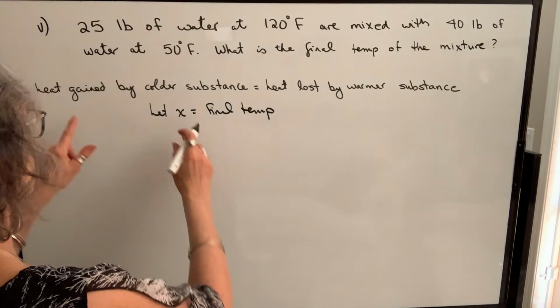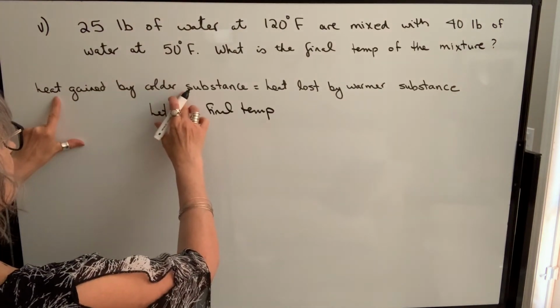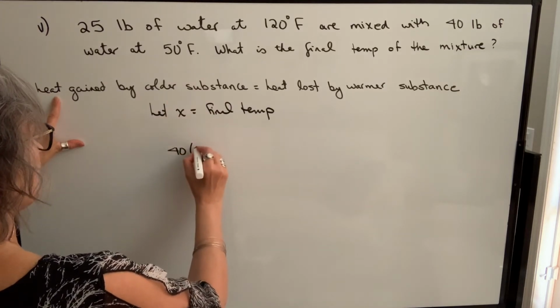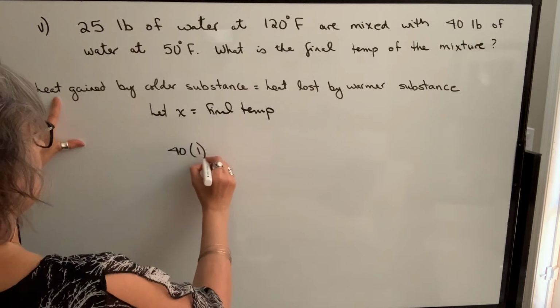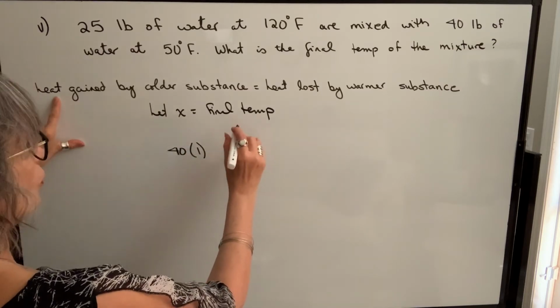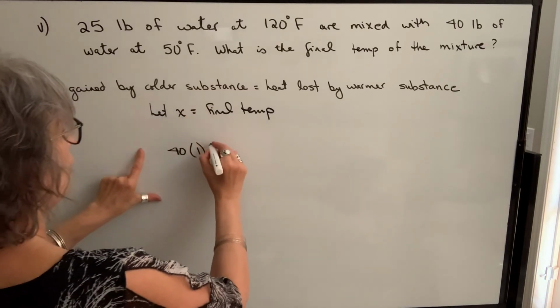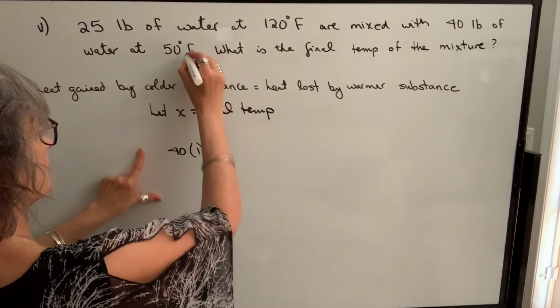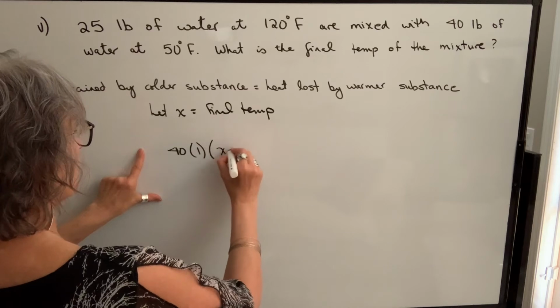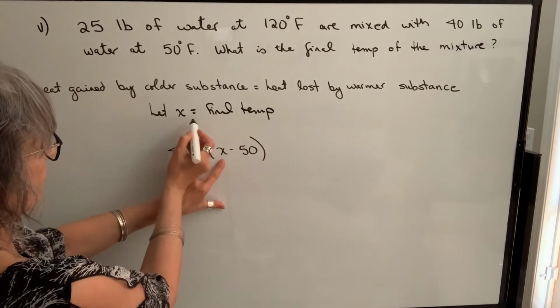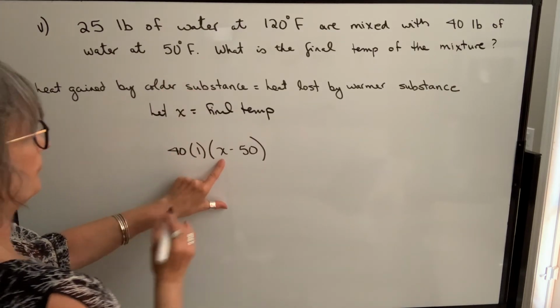So first of all, let's look at the heat gained by the colder substance. We have 40 pounds times the specific heat of water, which is 1, times the temperature difference to go from 50 degrees Fahrenheit to X degrees Fahrenheit. Always write it as the higher temperature minus the lower temperature, so it will be X minus 50. That's going to be the temperature difference for that cooler water.